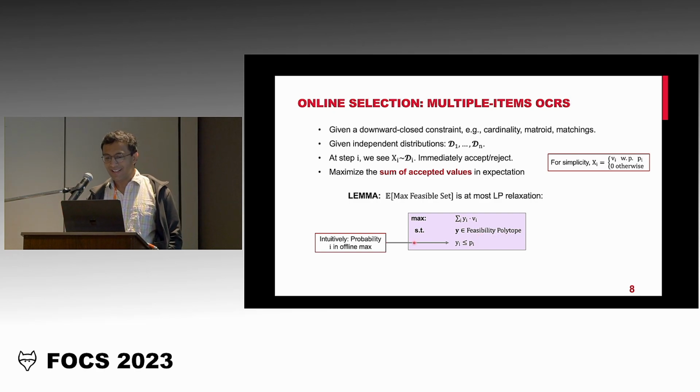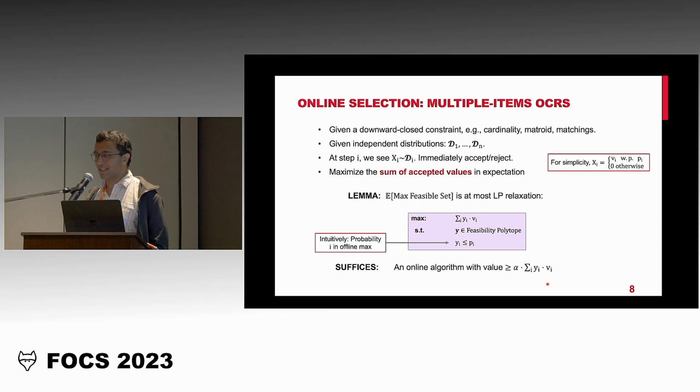The question is, I can solve this LP relaxation. It's going to give me some valid upper bound on the expected max feasible set, the expected optimum. And then I'm interested in the online rounding part, which is also called online contention resolution. Good? And as long as I can get something which is alpha, like say half of this value, then I can have an alpha approximation for my online Bayesian selection or the prophet inequality problem with multiple items.